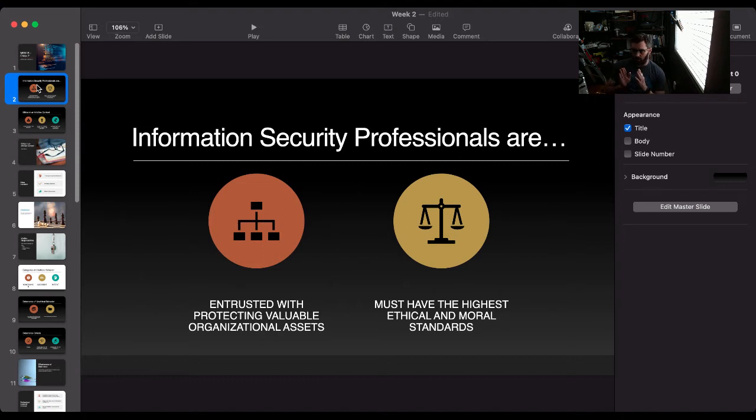I'm going to cover material that's in the book, but I'm also going to freelance a few things related to this chapter that are a little bit newer than what's in the book. So let's start off with information security professionals. If you're an information security professional, you're entrusted with protecting the crown jewels, so to speak, of an organization. And so you have to have the highest ethical and moral standards. Okay? And there are plenty of examples of security professionals who didn't have the highest ethical and moral standards. But if this is the field you plan to go into eventually, it's absolutely critical that you have the highest ethical and moral standards. Okay.